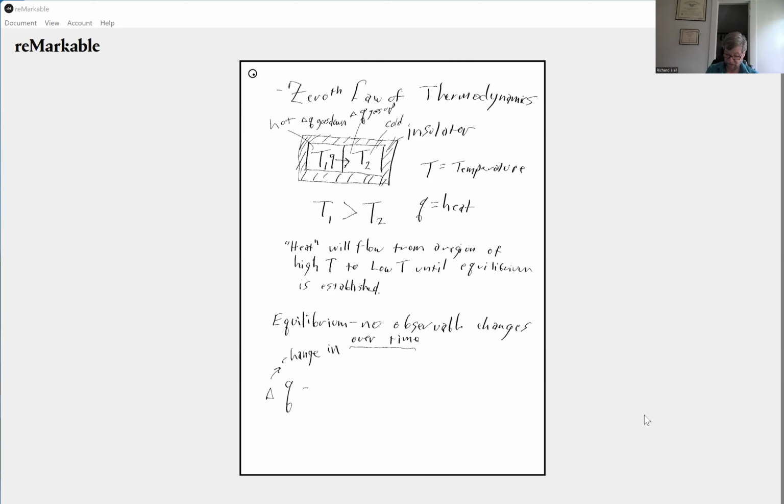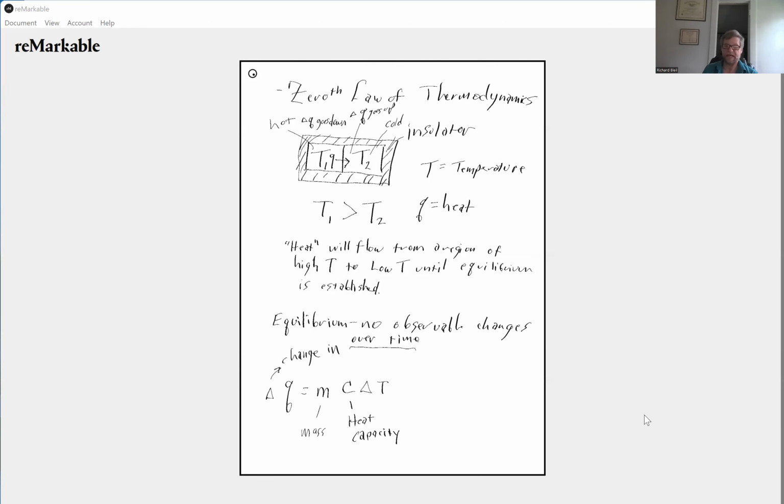How much the heat goes down or goes up is related to the mass. That is to say, the more material we have, the more heat it can hold. The mass, and here's something we're going to talk about, this is a pet peeve of mine, times the heat capacity times the change in temperature.